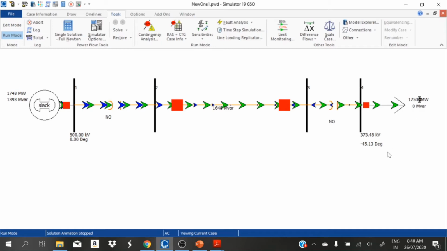This concludes that the inclusion of this series capacitor increases the loadability of the system, both theoretically as well as practically.